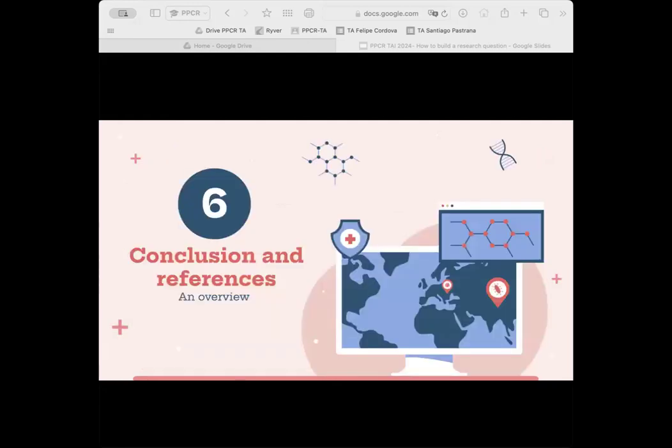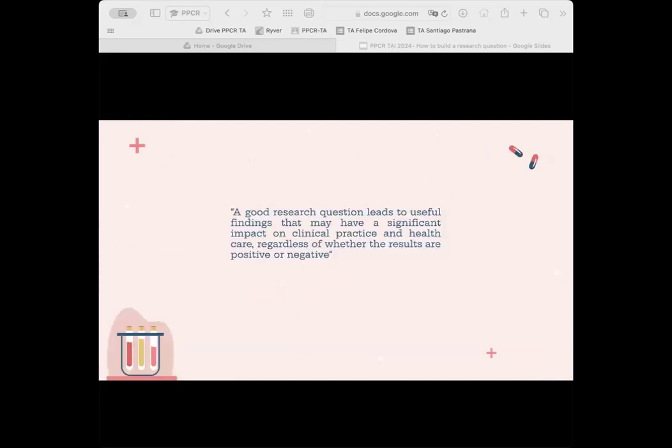And finally, conclusion and references. This is just to finalize, just to keep in mind that a good research question leads to useful findings that may have a significant impact on clinical practice and healthcare, regardless of whether the results are positive or negative. So just keep in mind that if you have a very good research question, with all the aspects I just mentioned, you embrace your results, whether they are positive or negative. They will be useful anyway.